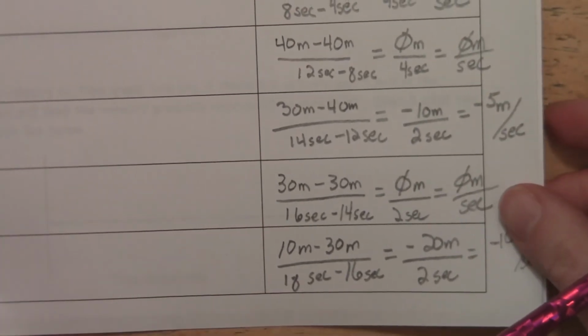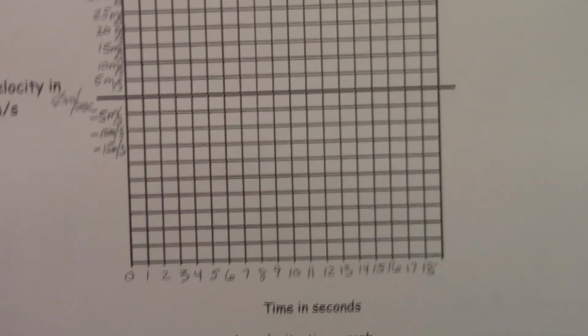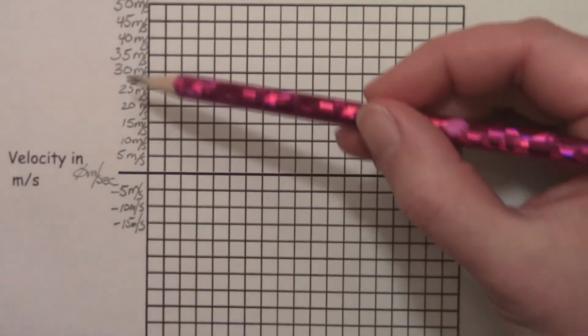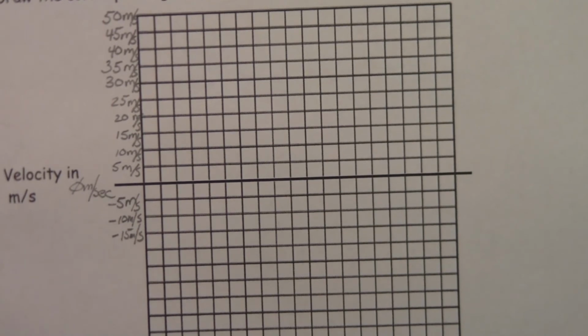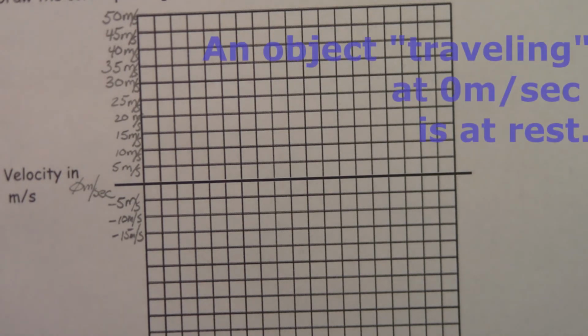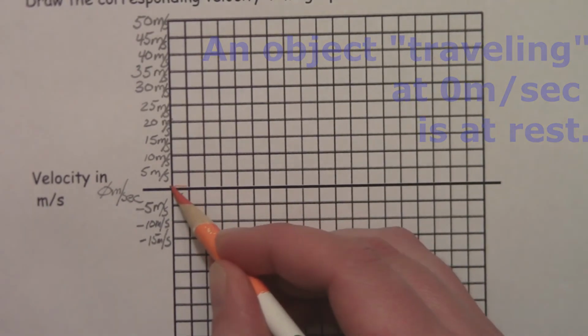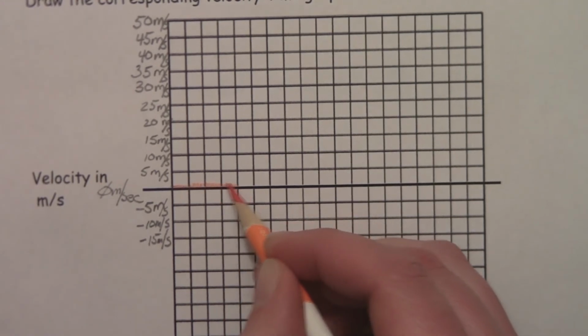Next, we are going to take this information and transfer it to a velocity time graph. I put my seconds here. I put my velocity in meters per second here. I'm going to use a colored pencil to make my graph stand out from the black lines on the background. The first leg of the journey had a duration of 4 seconds, and at that time the object was traveling at 0 meters per second. So here's my 0 meters line. Here's 1, 2, 3, 4 seconds.